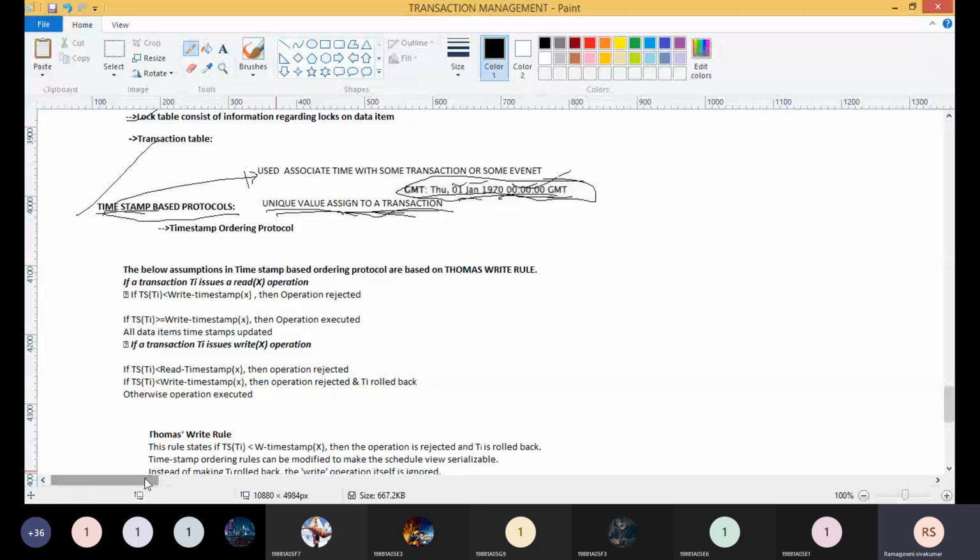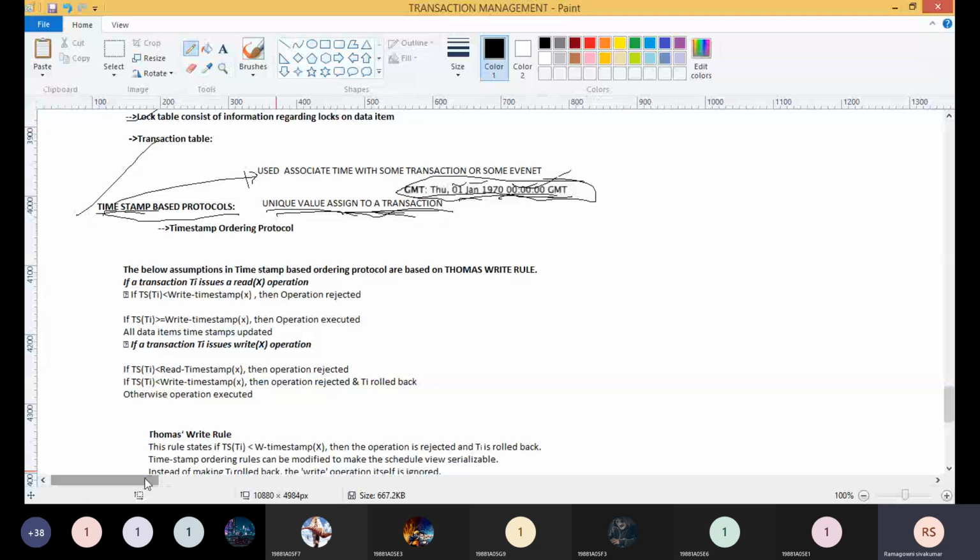We have a transaction Ti, and TS of Ti represents the timestamp of Ti. See, what is this equation? TS means timestamp. Ti means this is a transaction. Here i represents a numeric number: transaction 1, transaction 2, transaction 3, and so on.